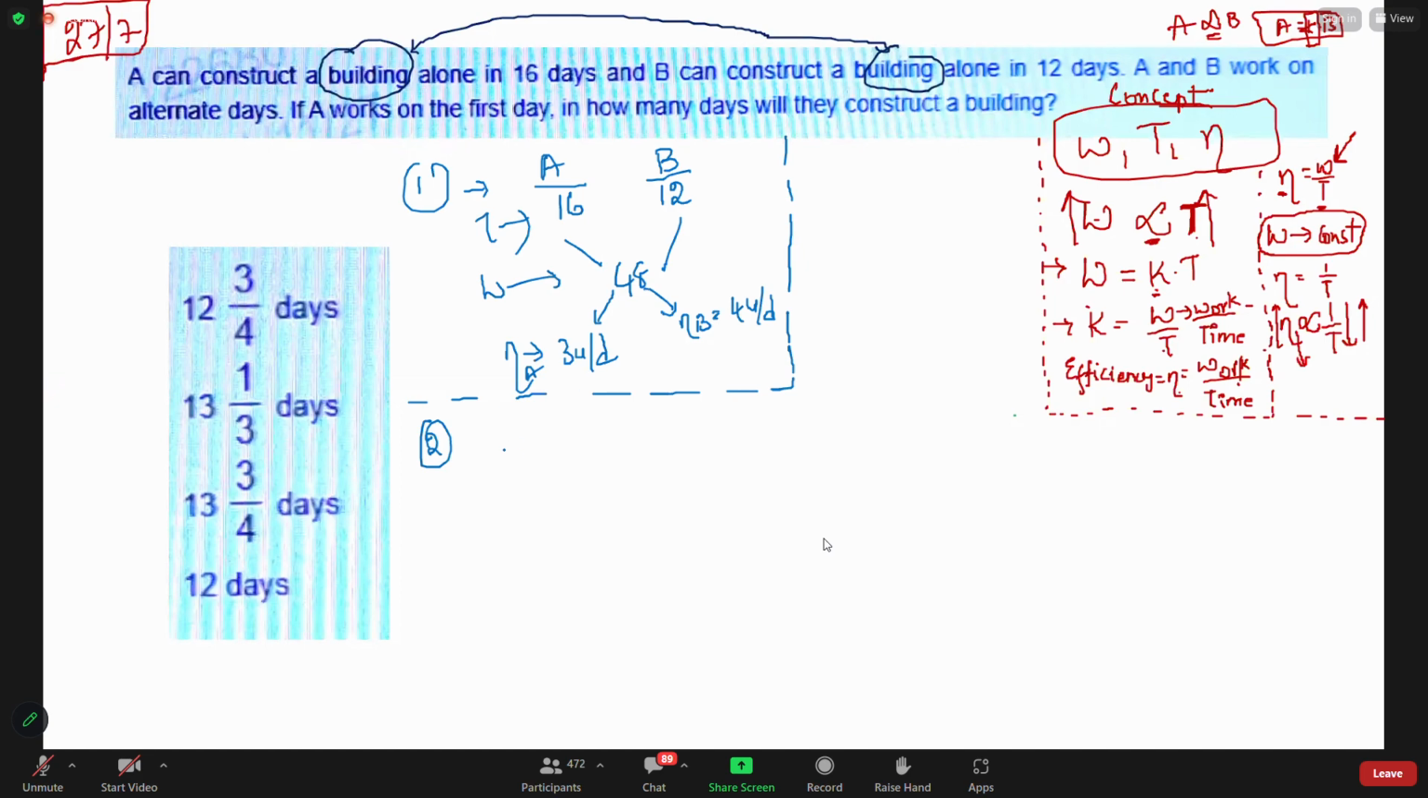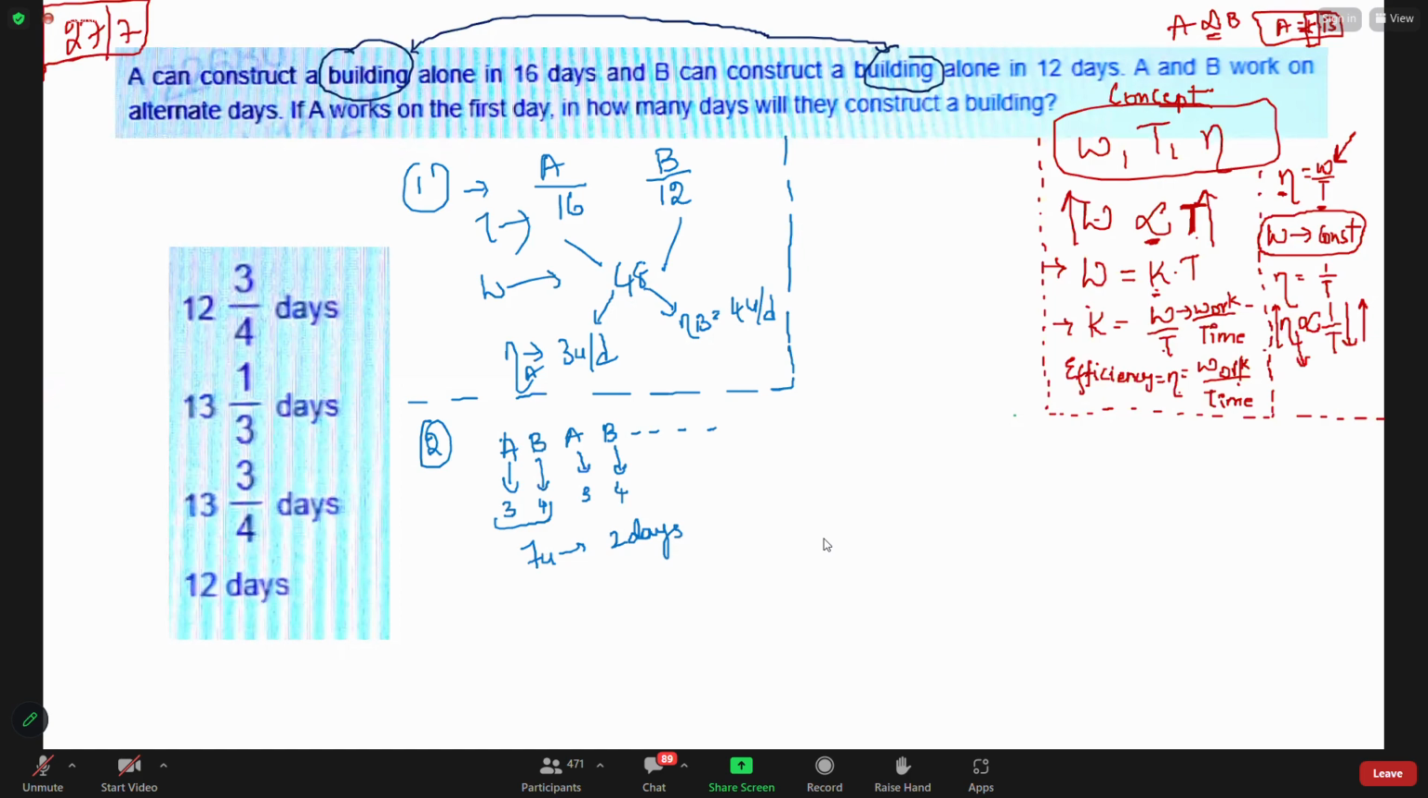Then going back to the question, it said that A starts first and then followed by B. So again A, again B, and so on and so forth. This is the pattern in which they work. So if A works on the first day, we know that he completes 3 units. If B works on the second day, we know that he'll complete 4 units. And again on the third day A, again on the fourth day B. Right? So for every 2 days, how much is completed? 7 units is complete for every 2 days.